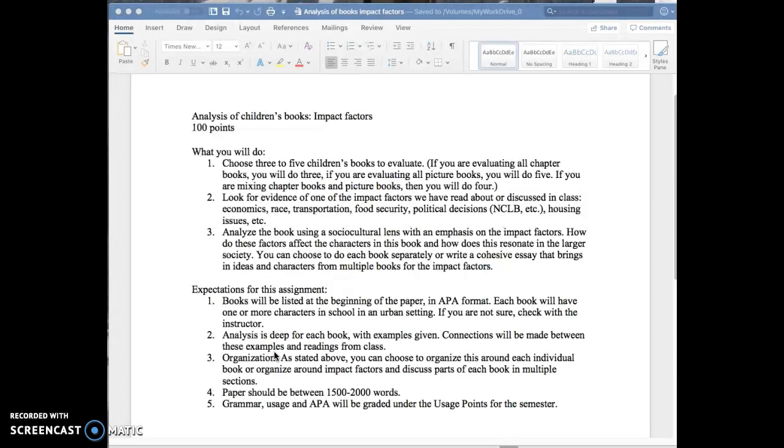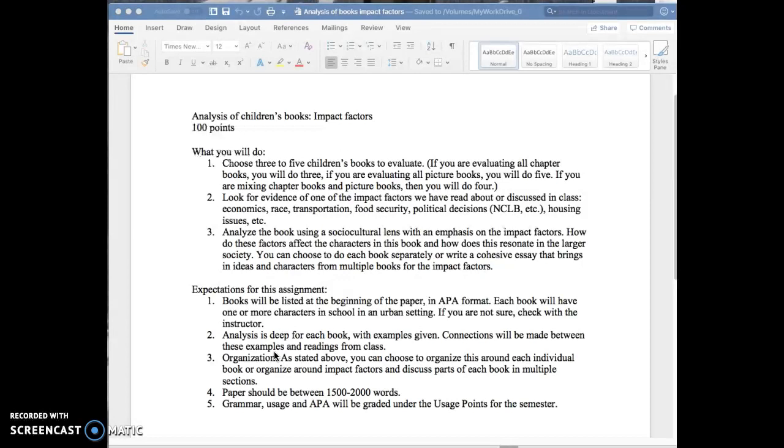So as I've stated above, you can organize it around individual books and write a brief paragraph or section for each book, or you can organize it around impact factors and then discuss parts of each book in different sections. So if you are talking about both transportation and poverty, then you might have a section on poverty where you talk about what's going on in book A and book B, and you might have a section on transportation where you talk about book A and C.